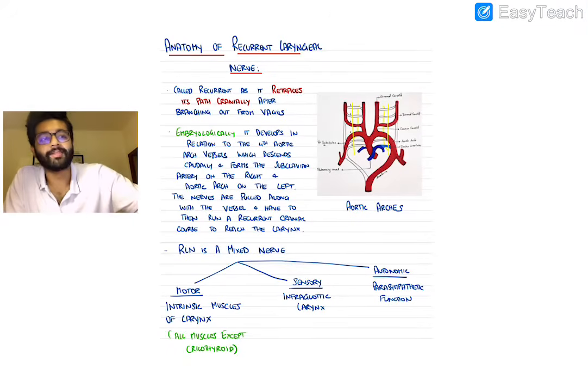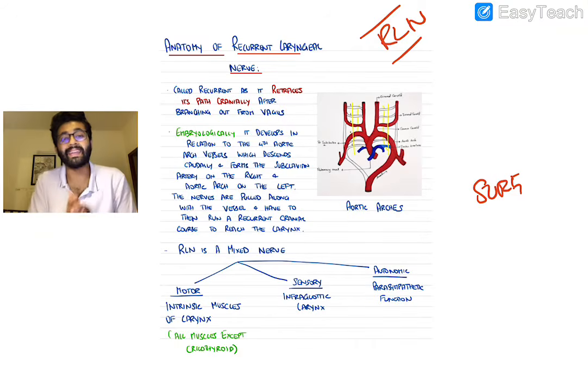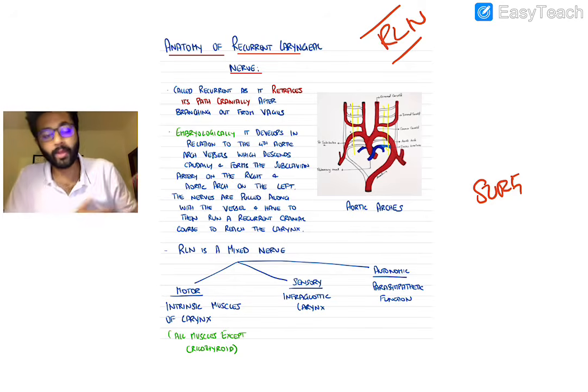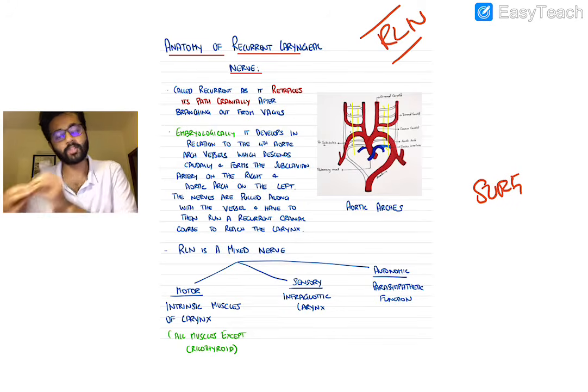Hi guys, in this video I'm going to talk about the anatomy of the recurrent laryngeal nerve, and I'm going to mainly stress the surgical landmarks. Those are the anatomical landmarks which help you identify the recurrent laryngeal nerve during surgery or during total thyroidectomy. Knowing this anatomy and these details will help you prevent injury to the recurrent laryngeal nerve.